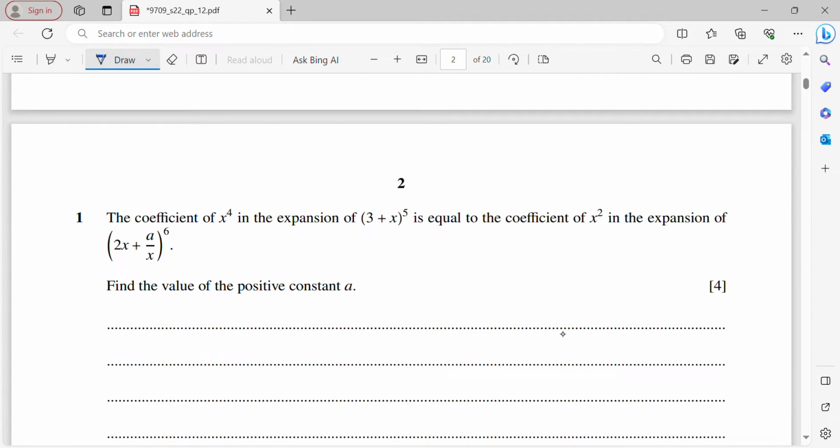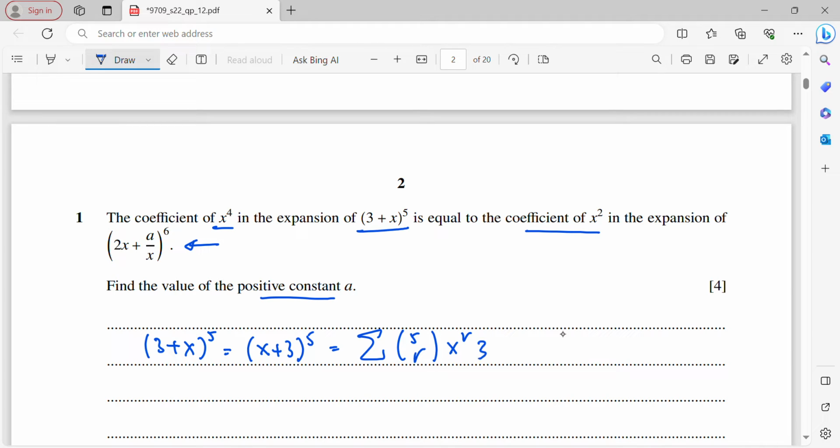Question number 1. The coefficient for x to the power 4 in the expansion of (3 + x)^5 is equal to the coefficient for x squared in the next expansion. Find the value of the positive constant a. So basically (3 + x)^5 is equal to (x + 3)^5, and this is the same as the summation of 5Cr x^r 3^(5 − r), whereby r starts from 0 until 5.